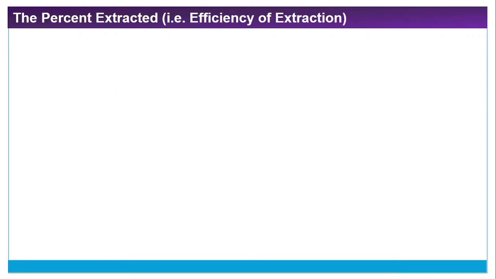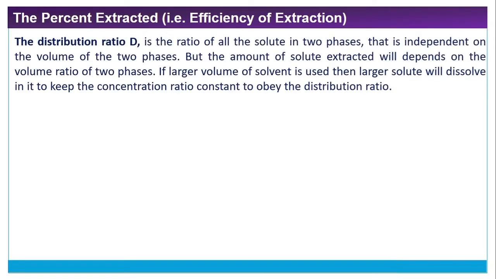Friends, as we know, the distribution ratio is the ratio of concentrations of the solute in the two phases, which is independent of the volume of the two phases, but the amount of solute extracted depends upon the volume ratio of the two phases. If a larger volume of solvent is used, then more solute will dissolve in it to keep the concentration ratio constant and obey the distribution ratio.